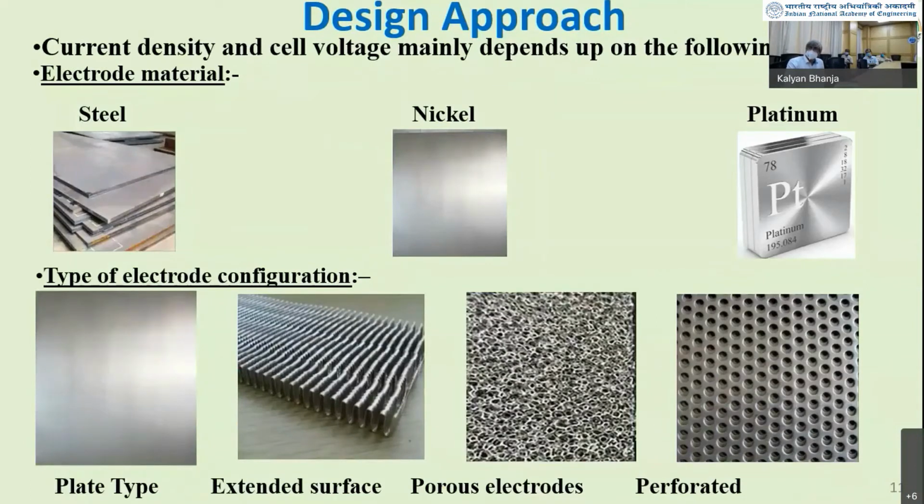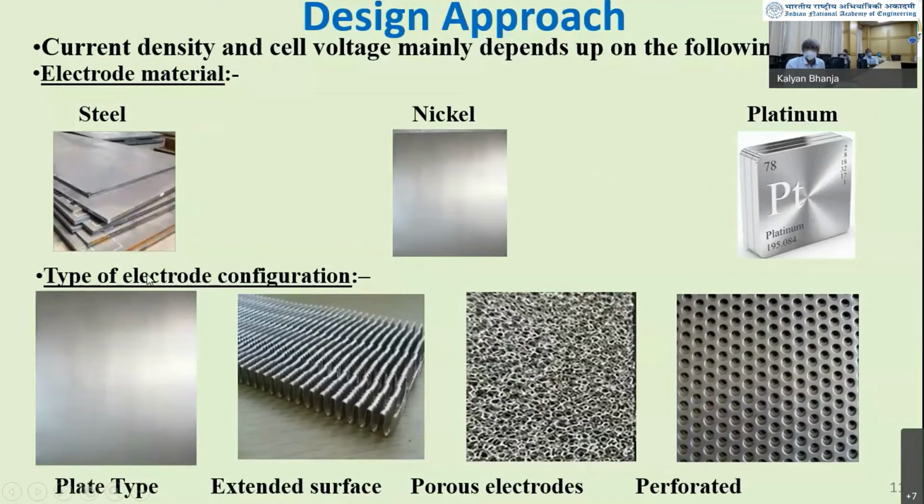Regarding electrode development, first is the material, another is the configuration. For the material, possible electrodes are steel, which of course has to be coated with nickel, then pure nickel is possible. Platinum electrodes are also used, but they are very costly, and it is not economic to use them for alkaline water, at least platinum electrodes.